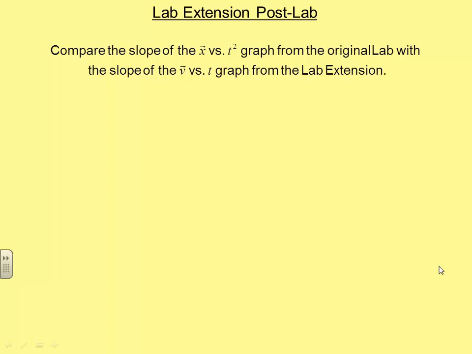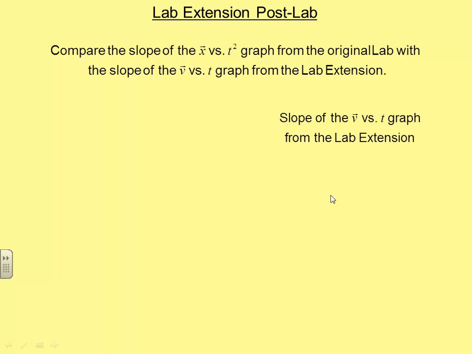Now that we know all this, you might remember from the original lab that we couldn't say what the slope of your position time squared graph was. In fact, in the post lab, we left a little blank there. We said slope equals blank. Well, now we know enough physics to be able to explain it.